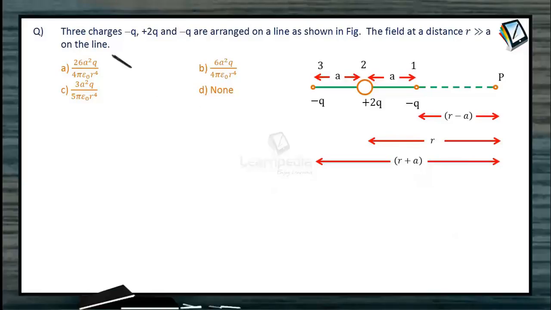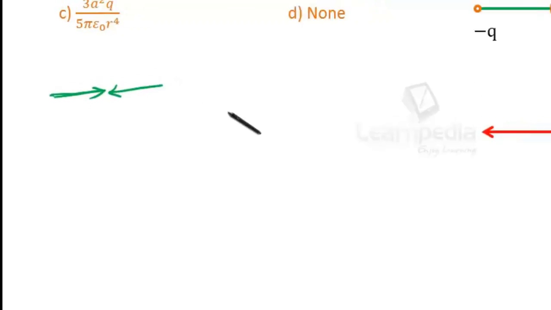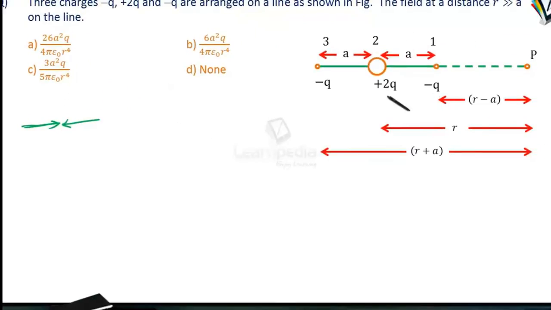There are three charges, minus q, plus 2q and minus q, arranged on a line as shown in the figure. So clearly here you can see that there are two electric dipoles. One electric dipole is placed this way and the other is placed this way, because the dipole moment vector is always directed from negative to positive. So there are two dipole moment vectors.